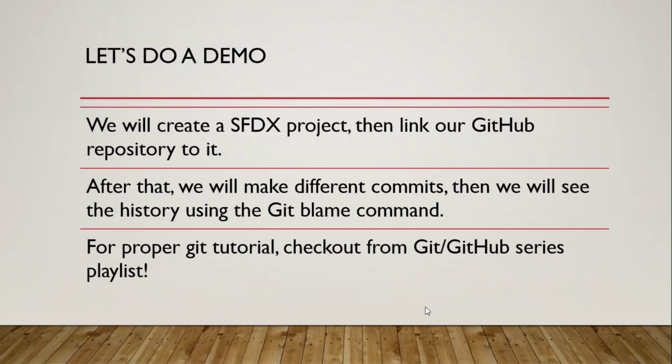In the demo, firstly, we'll create a SFDX project. Then we'll create a GitHub repo and link the local SFDX project with the remote GitHub repo. After that, we'll create an Apex file, then we'll do different commits, and then I'll show you how easy it is to find who did the change directly in VS Code. We will also see the extension which I'm going to use.